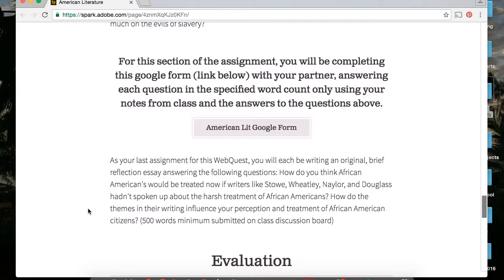Next comes the Google form, the collaborative wiki that the students will be completing. For this assignment, they'll be completing this Google form, which is linked below, with their partner, answering each question in the specified word count and only using notes from class and the answers to the questions above. They will also be able to use the articles that were referenced in this project.